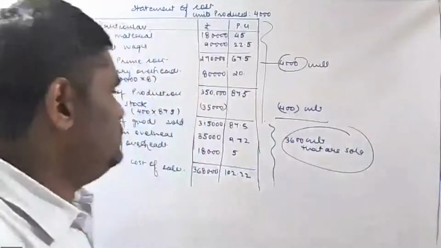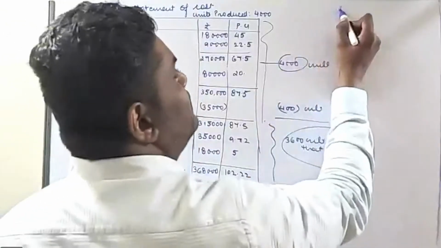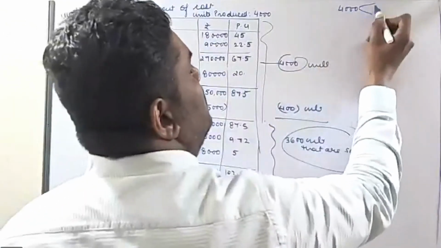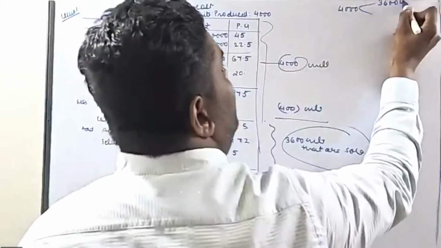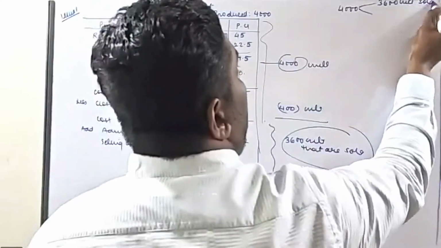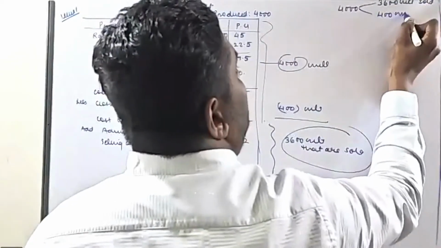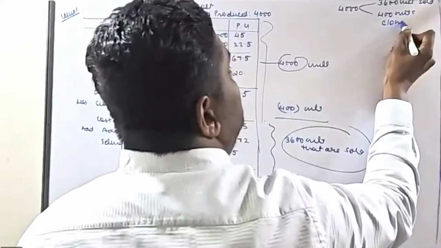Pawan Kumar, closing stock. See, out of 4,000 units manufactured, 3,600 units are sold. So 400 units are basically the closing stock.